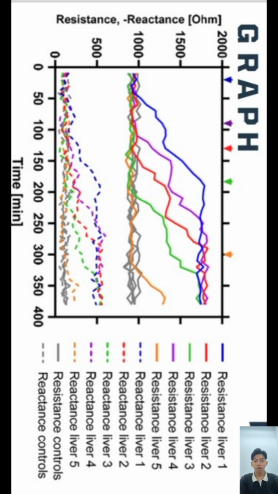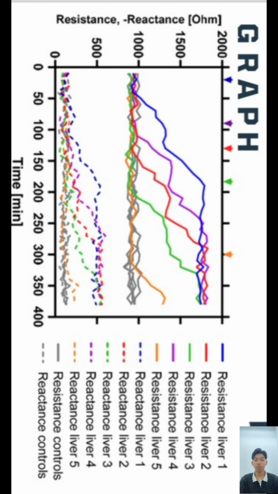However, the rate at which the resistance increases varies from liver to liver. Liver 1 has the highest resistance, while liver 5 has the lowest resistance. The reactance of all 5 livers also increases over time. This is because the livers are storing more glucose. However, the rate at which the reactance increases also varies from liver to liver. Liver 1 has the highest reactance, while liver 5 has the lowest reactance.